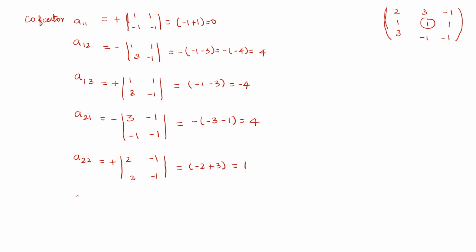And the cofactor of A23 equal to negative of the minor matrix of A23. The minor matrix of A23 is, we remove the second row and the third column. So we get 2, 3 and 3, negative 1. So that is the negative of negative 2 and negative 9. The answer is negative 9 times negative, so positive 11.